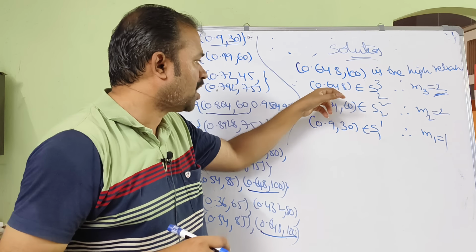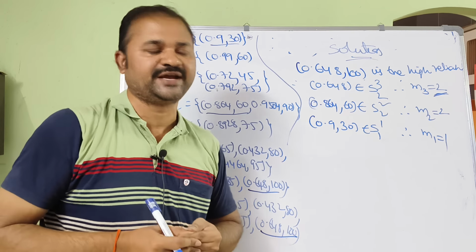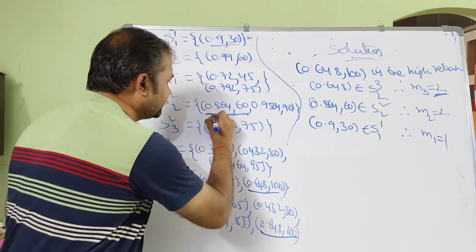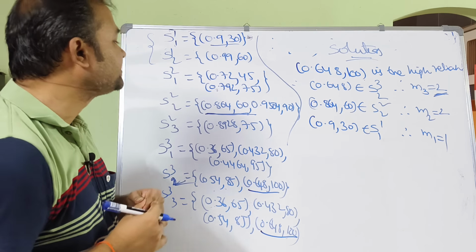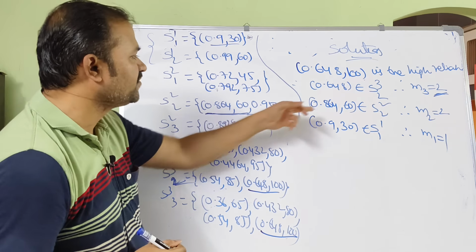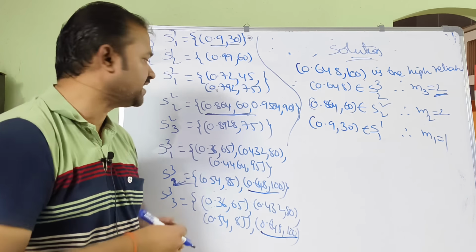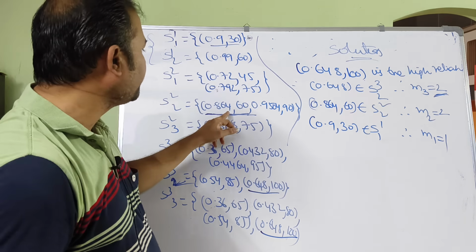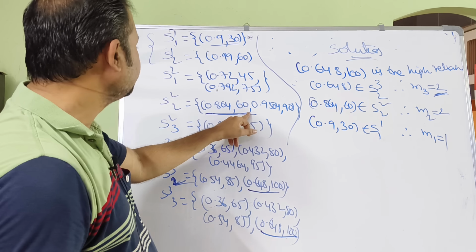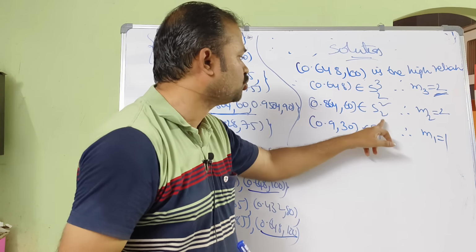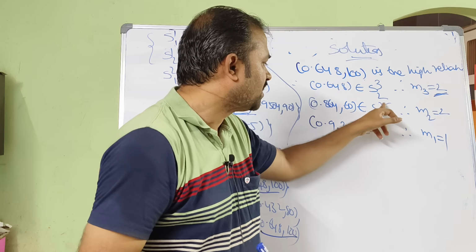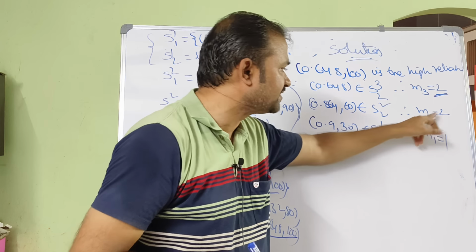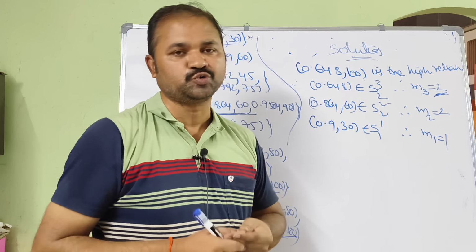Now how did we get 0.648? We got 0.648 from this pair, that is from 0.864. From this pair we got that information by multiplying with the corresponding data. We got this pair, 0.864 comma 60. So this pair belongs to S power 2, 2. So that means we have to maintain 2 copies of the second device. So M2 equal to 2.